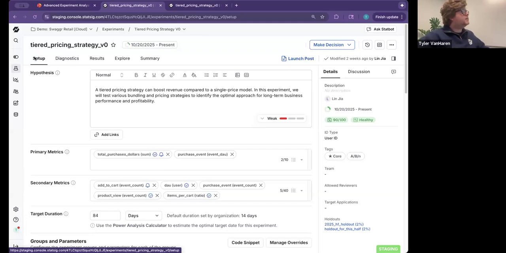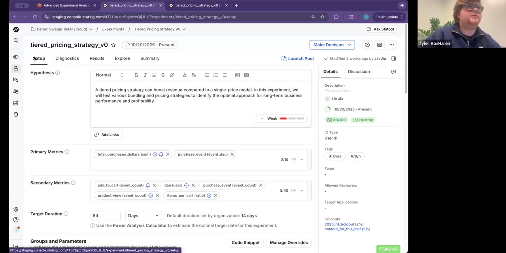Yeah, it's a good question. I think very much the most direct way of doing this is setting that target duration based off of a power analysis. We will run it for an appropriate amount of time, and then we'll just take the results as they come from there.